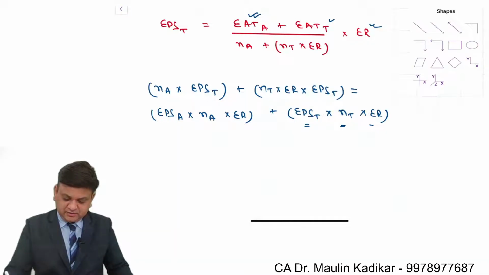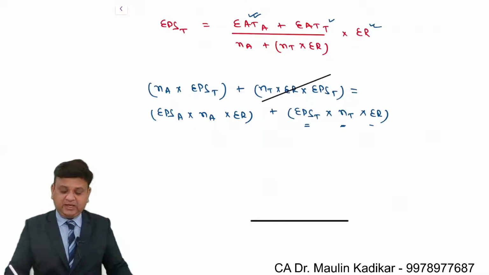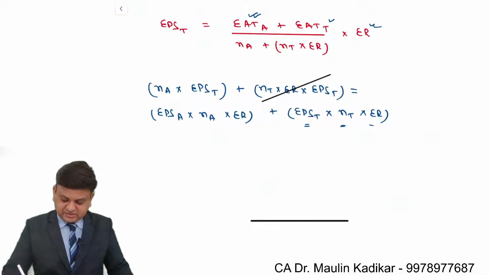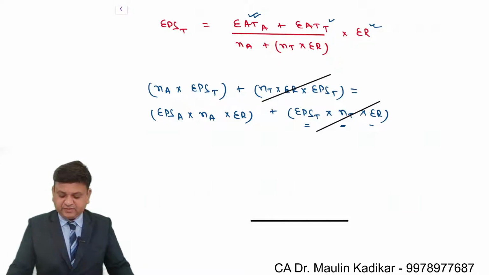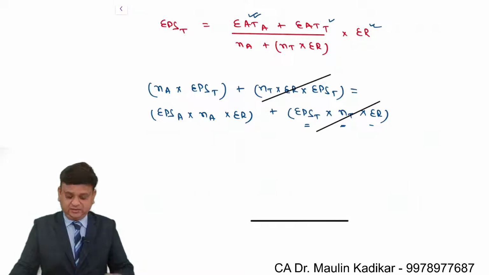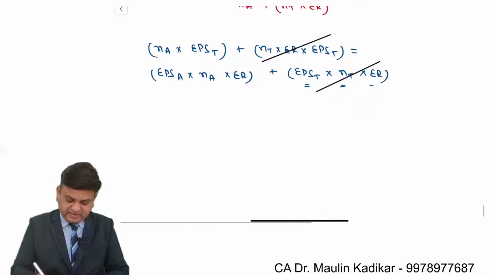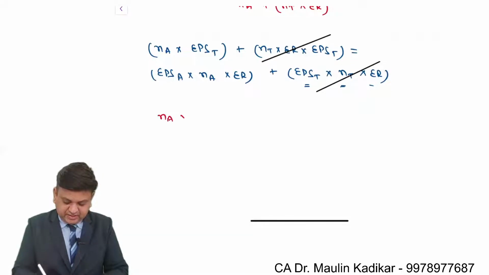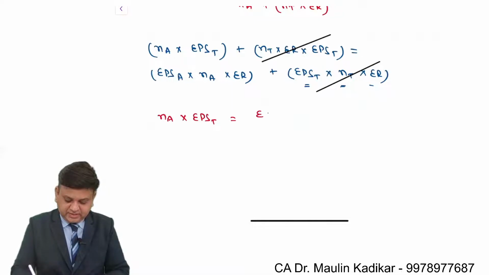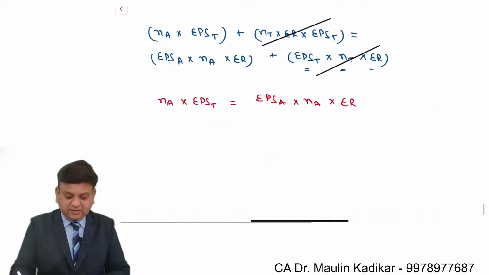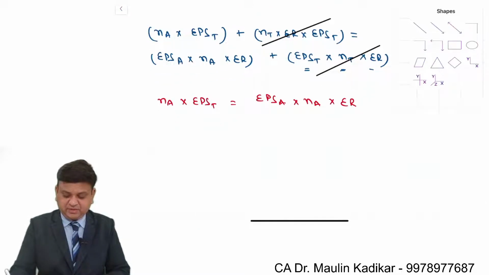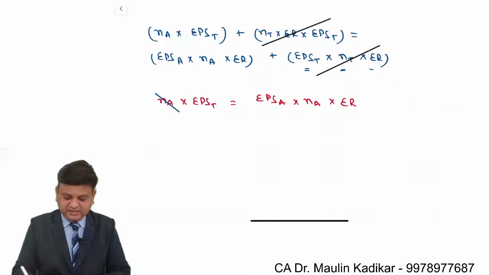Now friends, we can cancel this EPS of T into NT into ER on both the sides. So we will be having number of shares of A into EPS of T. On the other hand, EPS of A into NA into exchange ratio. Now again on both the sides, number of shares of A can be cancelled.